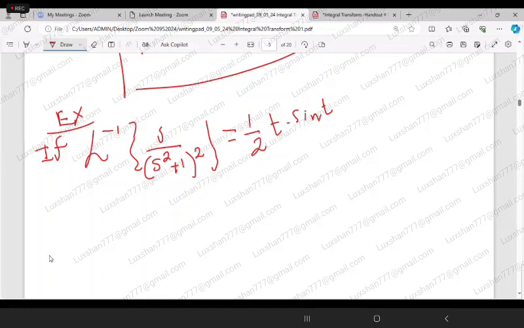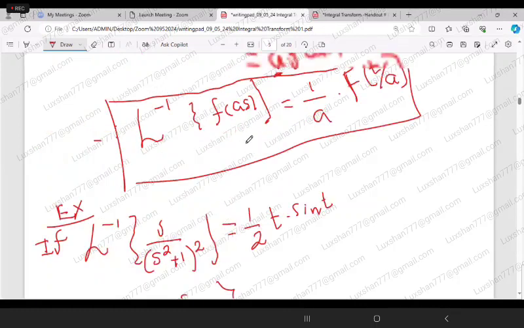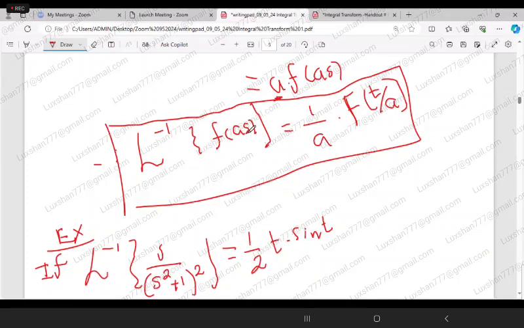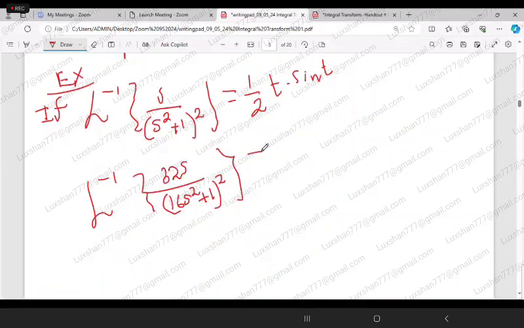Then we are asked to find the inverse Laplace transform of 32s over 16 s squared plus 1 whole squared. So this is what we want. Okay. So you see, when you have s, you know the answer. When it is multiplied by a s, then that is 1 over a into f of t over a. So we'll convert it to that.